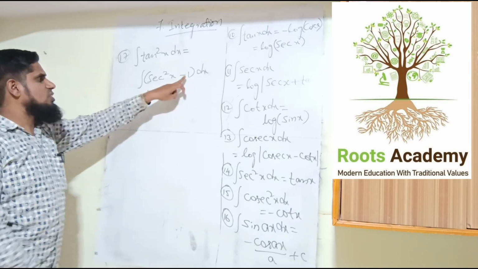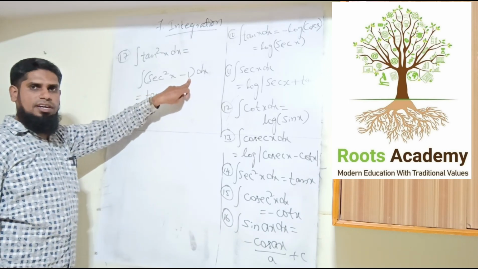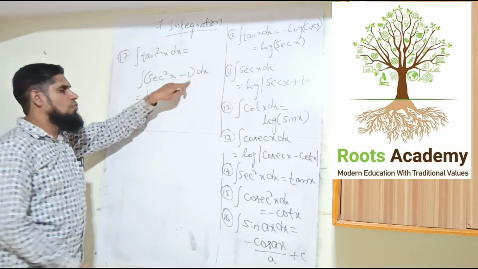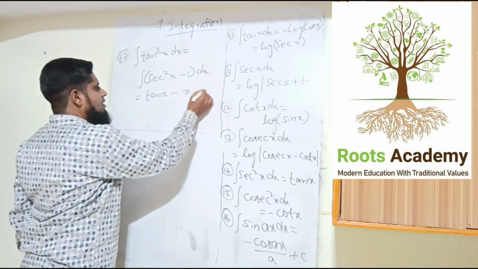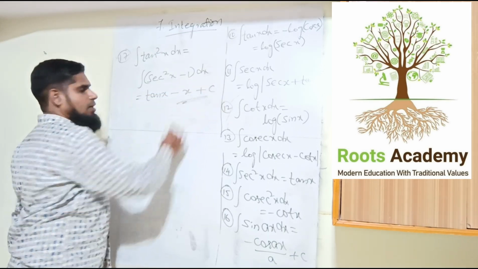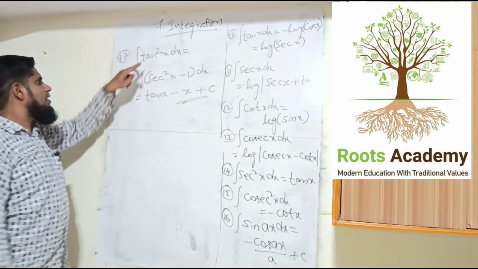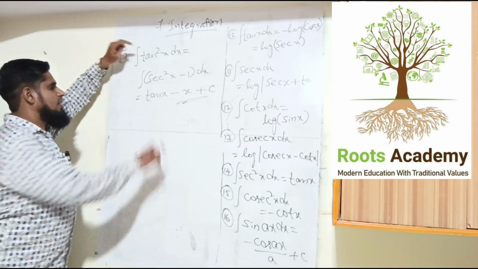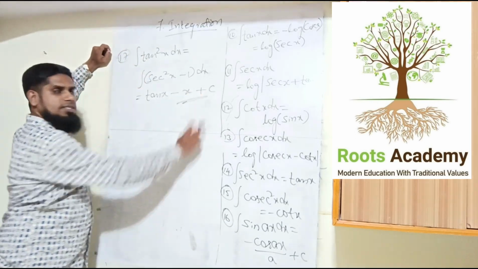Minus, what is integration of any constant? One is a constant here. Constant into x, so 1 into x, it is x. Obviously plus c. Like this. So what is the integration of tan square x? It is tan x minus x plus c.